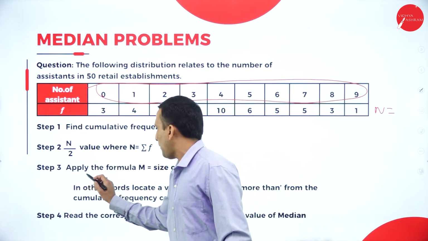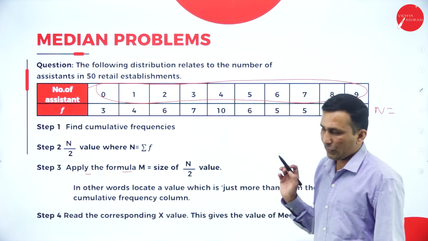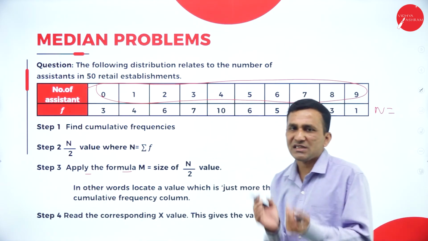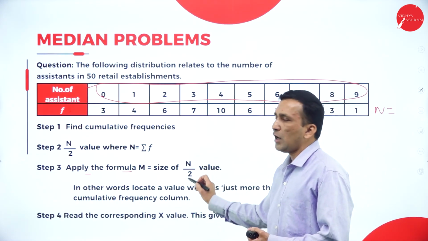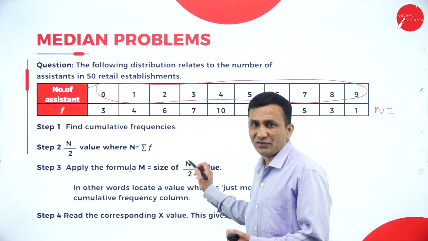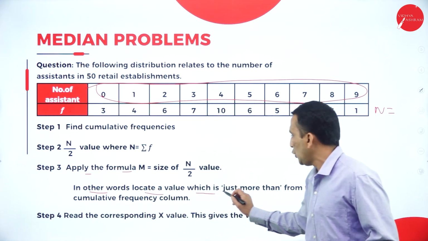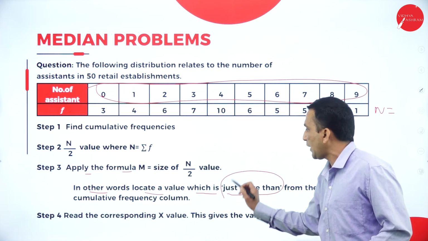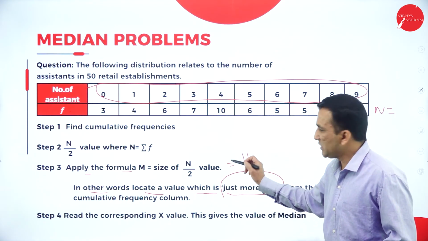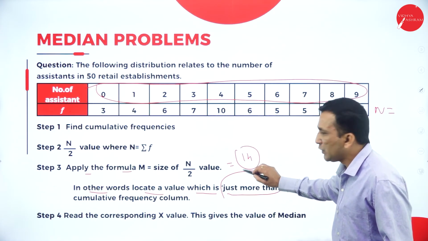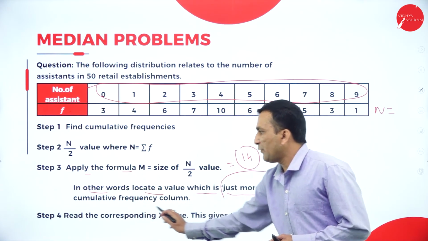Third step, apply the formula, where n by 2 is the value we need to identify. In this case also, the same thing: we need to consider the cumulative frequency that is more than n by 2, the value we get after simplification. We have to locate the value which is just more than it. Suppose in this case I am getting 14, I need to think always of the value more than 14 only. Then only can we complete the third step.